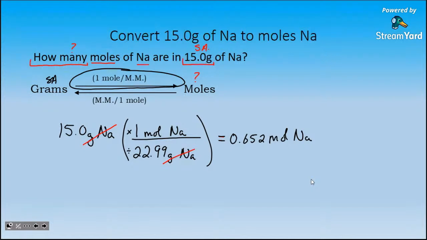0.6524. The 4 doesn't round the 2, so this becomes my final answer. And again, because my starting amount had 3 significant digits, my final answer needs 3 significant digits. So our logic was correct. 15 grams isn't enough to give me 1 mole, so I get a value less than 1.